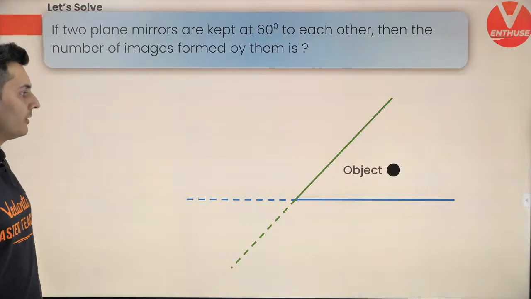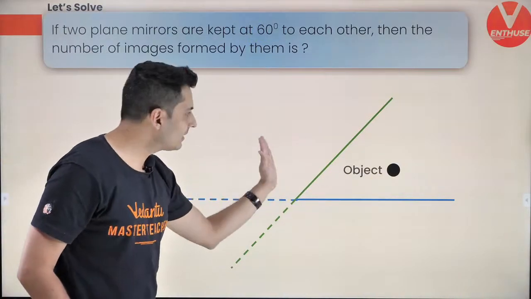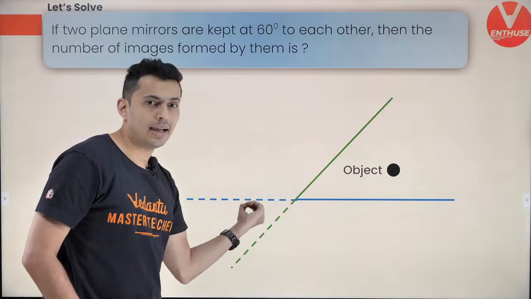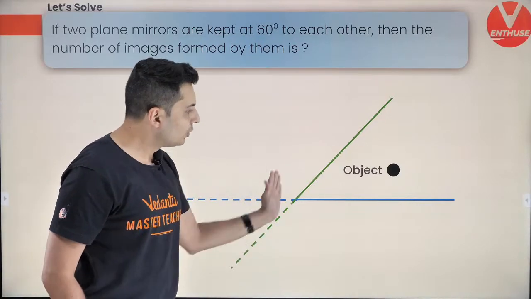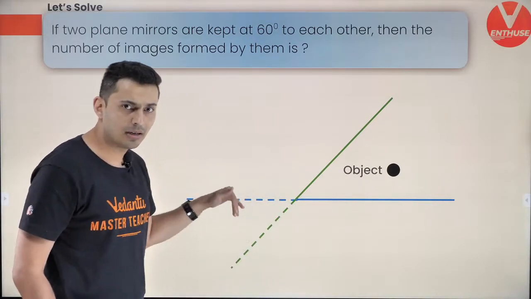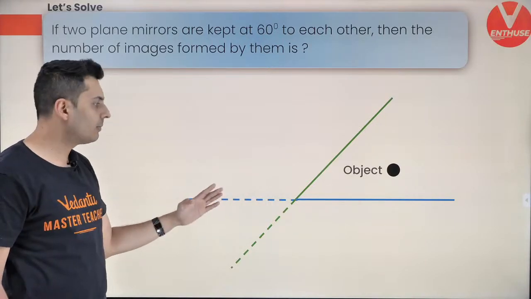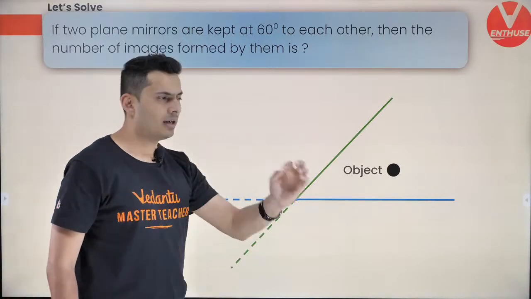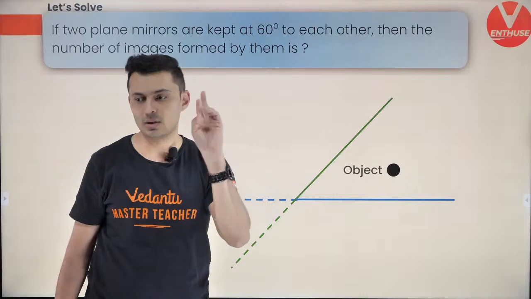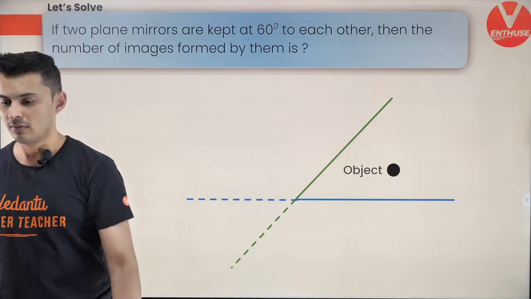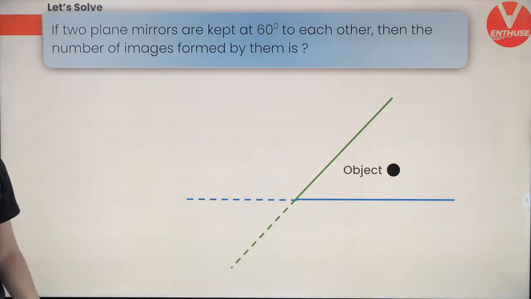So that's how you solve these questions. Keep finding the reflections till the final image goes behind the mirror, and do the same thing for the other mirror till the image goes behind the mirror, and then just count it, and if something coincides, do not count it twice. Very good, very good.